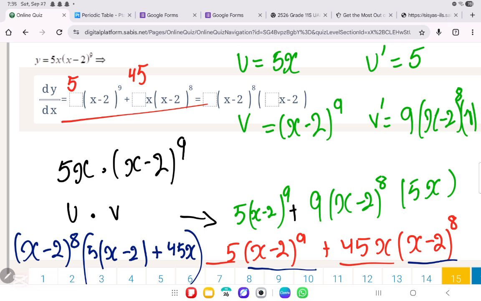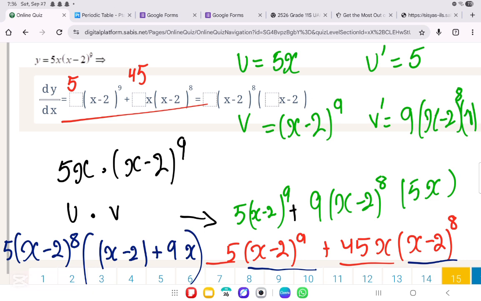Now, of course, we can also take out the least common factor between 5 and 45. In this scenario, it's going to be 5. That means we put 5 over here, and this will be 1, and then 45 divided by 5 is 9x. So basically, I took out 5, first of all, and then I took out (x minus 2) to the power of 8, and I'm left with this structure, which is 5 times (x minus 2) to the power of 8 times (x minus 2 plus 9x).